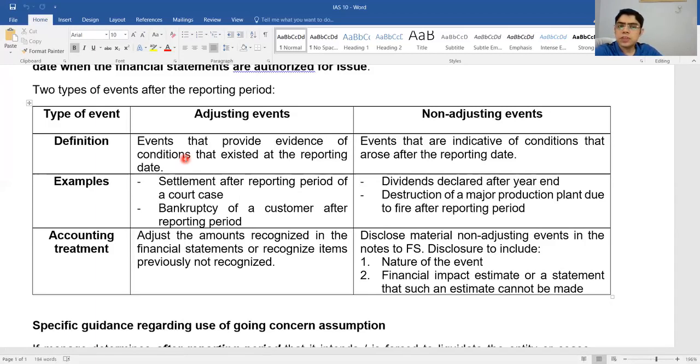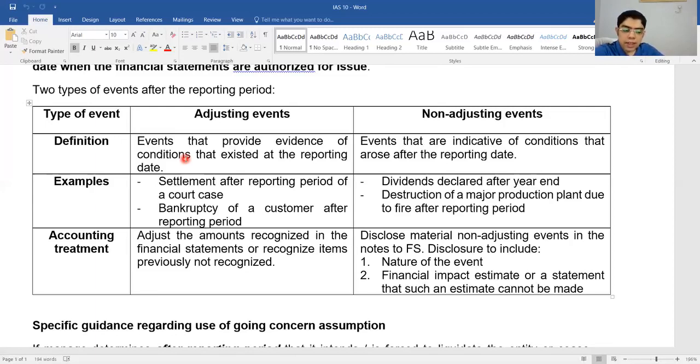For example, there was an ongoing litigation. The company had a litigation with its supplier or its customer, whatever, as at the year end, but the court at that time had not announced or given any decision or judgment on that particular litigation. So subsequent to year end, suppose 15th January 2020, the court gives out a decision and says that the company would have to pay, for example, a fine or a penalty or damages of $5,000 or $500,000, whatever the case may be.